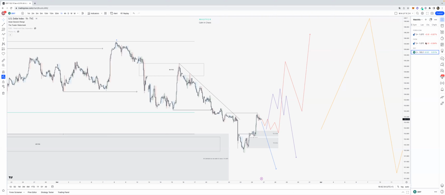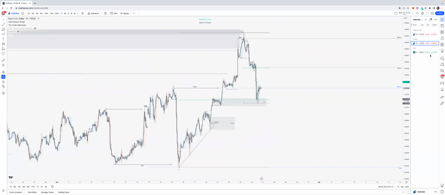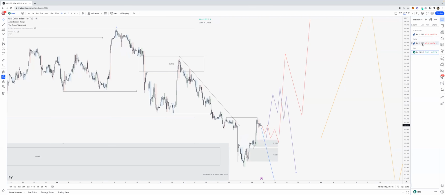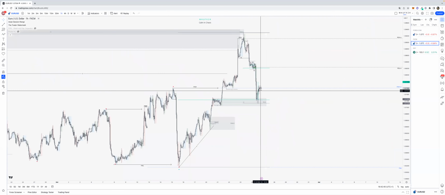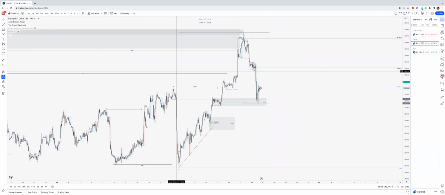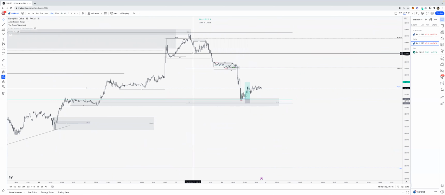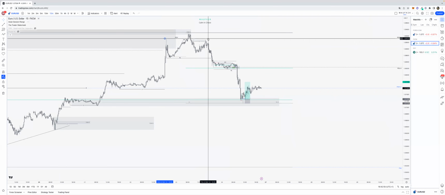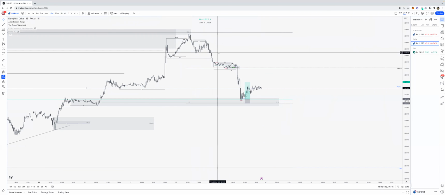So yeah, all right. So let's go into EU now. We formed a bias on DXY, which is shorts into longs, making our bias for EU longs into shorts. And if we clean up this mess, it's actually pretty clean, but let's just clean it up completely.